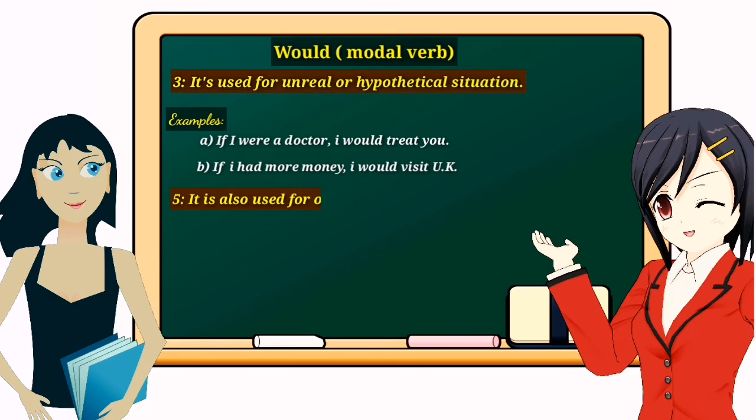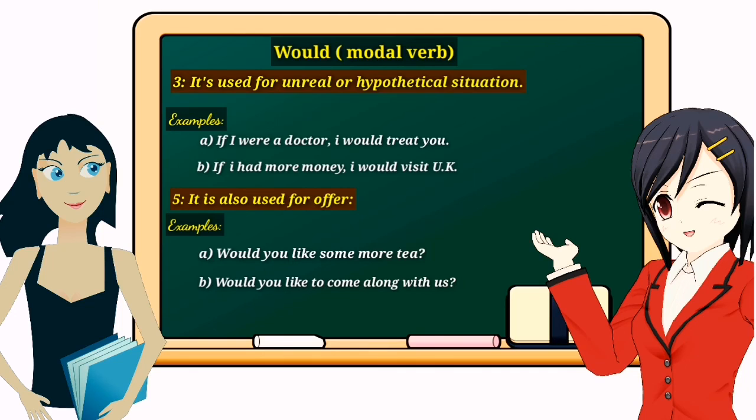It is used for offers. Offer means presenting something to someone. For example, would you like some more tea? If you say this sentence, it means you are offering someone more tea in a polite manner. And look at another example. Would you like to come along with us? It means that you are politely giving an offer, asking if you would like to come with us.